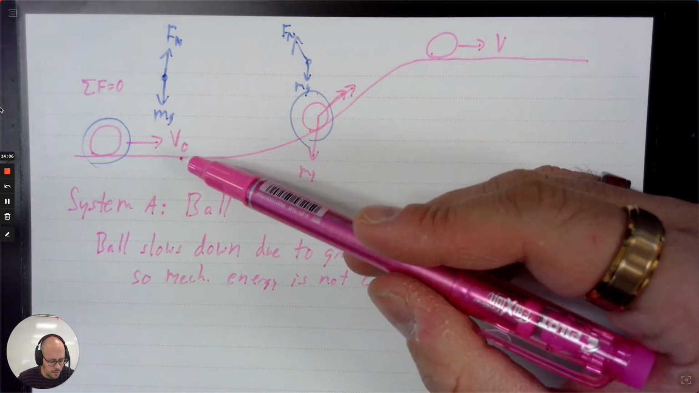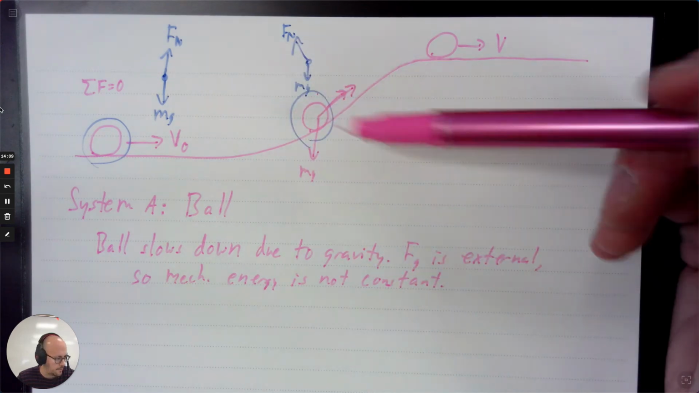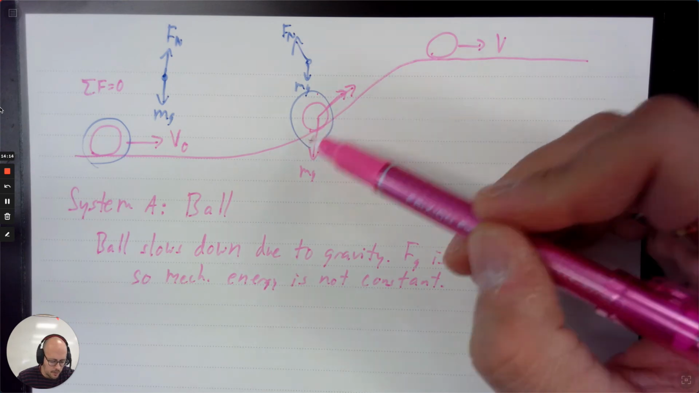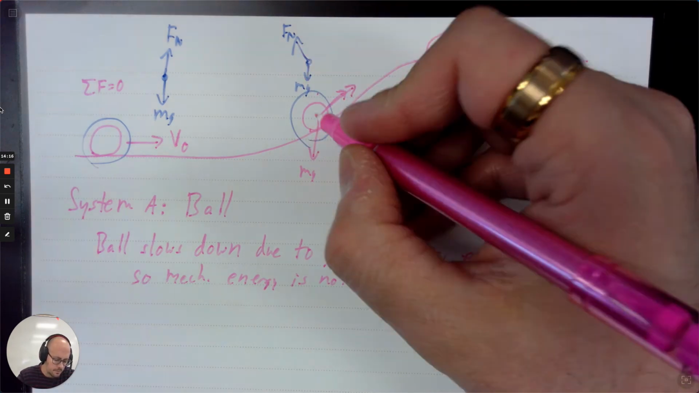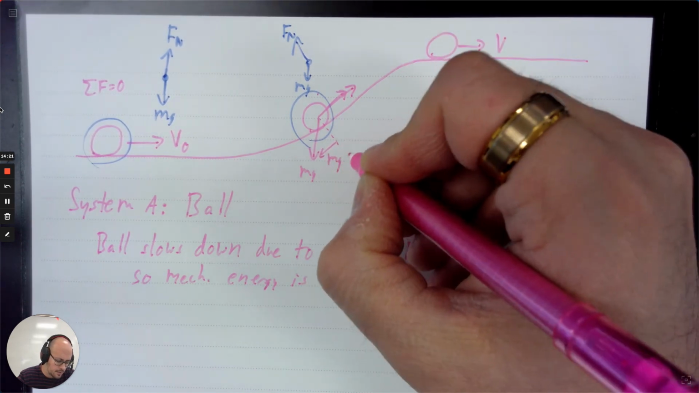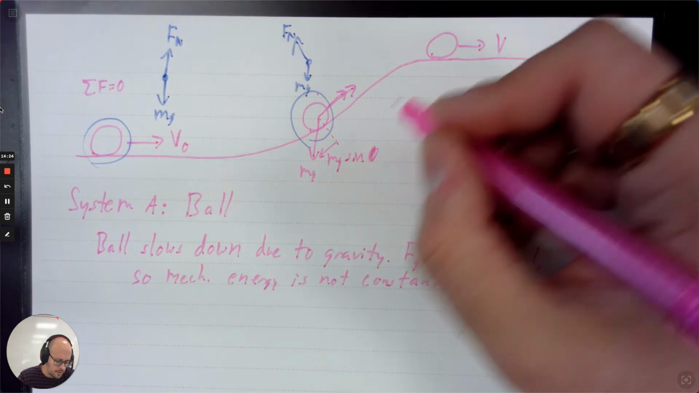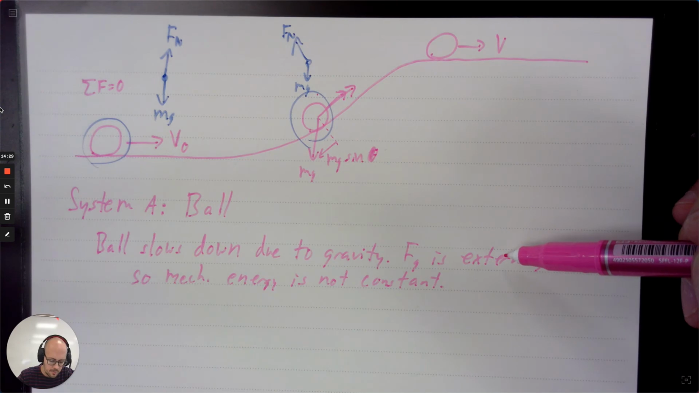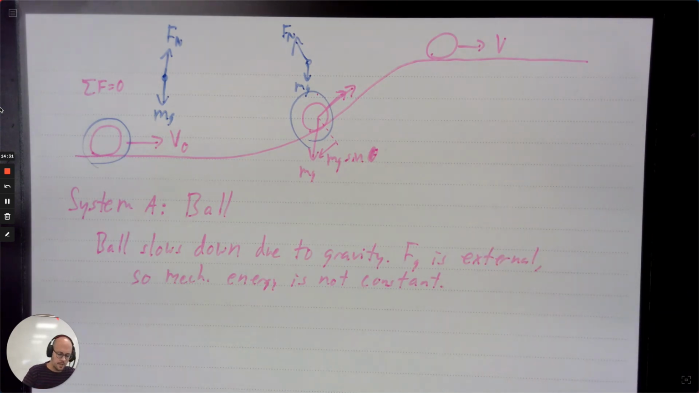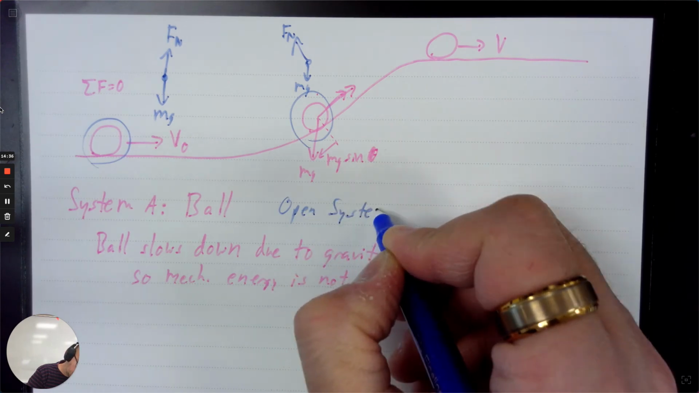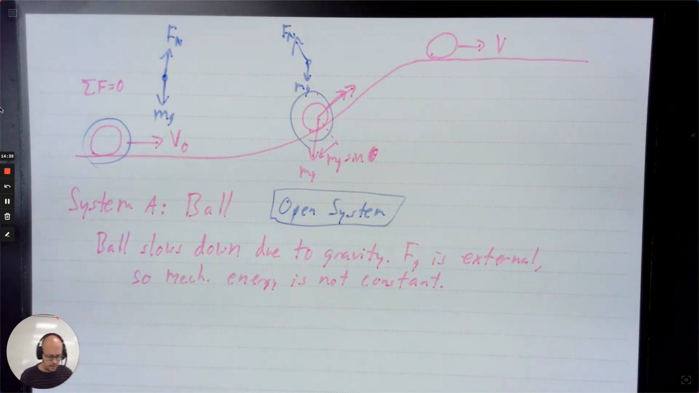Normal force is always perpendicular to the surface, so it's never going to have an effect on the motion of the ball. But the force of gravity is. As the ball goes up the hill, gravity is pulling it down the hill. And if that didn't make sense, we studied inclined planes, so there's the mg sine theta part of this. So the net force is actually mg sine theta. That is an external force. We have just identified this system as an open one, and so mechanical energy is not going to be conserved.